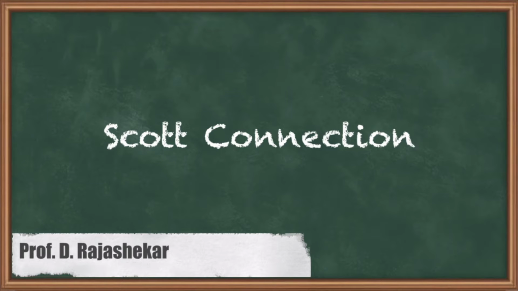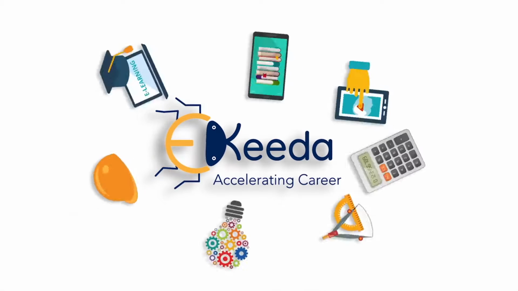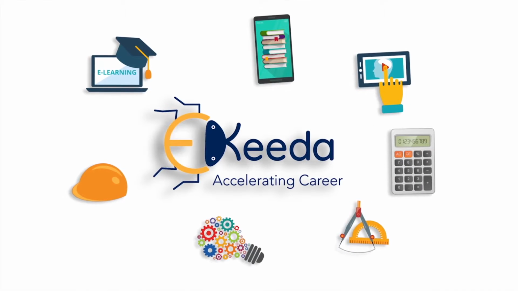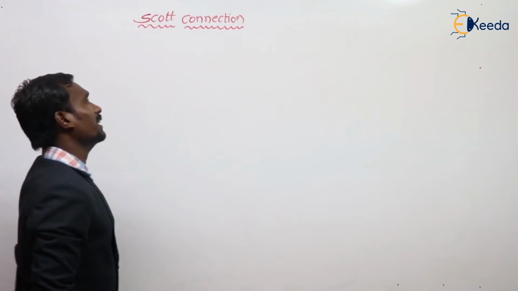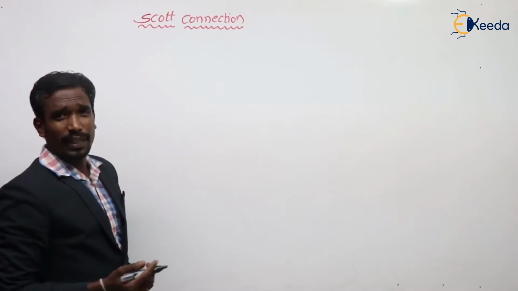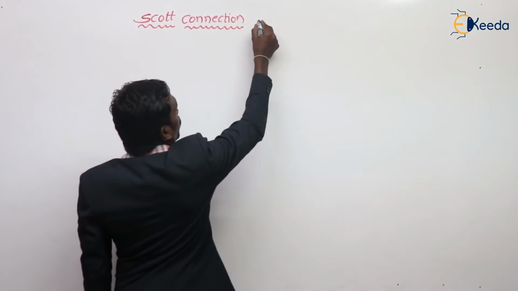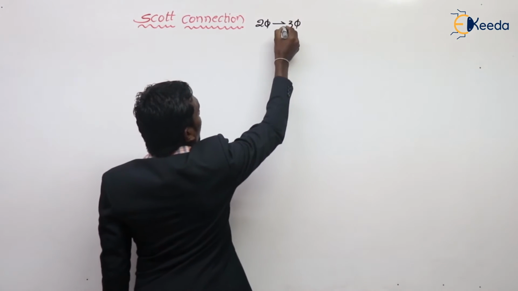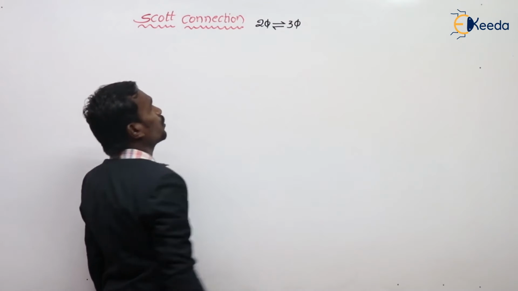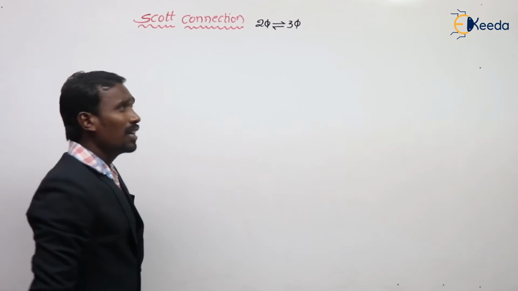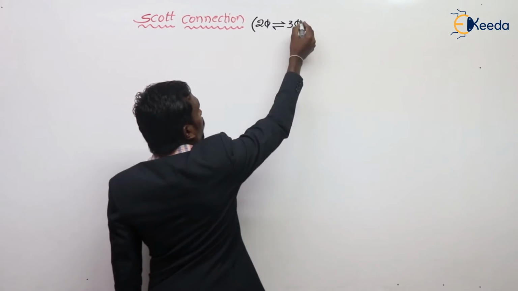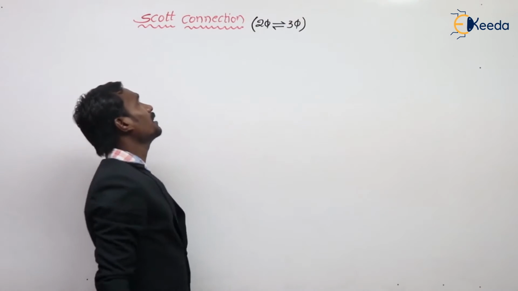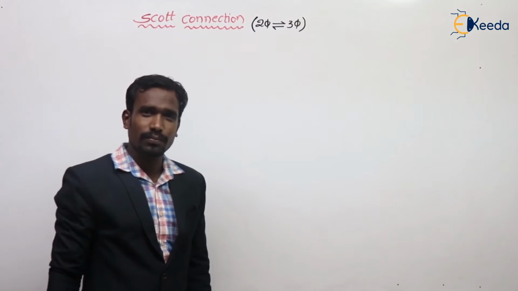Today in this video, we are going to discuss Scott connection. Scott connection is nothing but the conversion of two-phase into three-phase or three-phase into two-phase, vice versa. Conversion of two-phase to three-phase and three-phase to two-phase is called Scott connection.